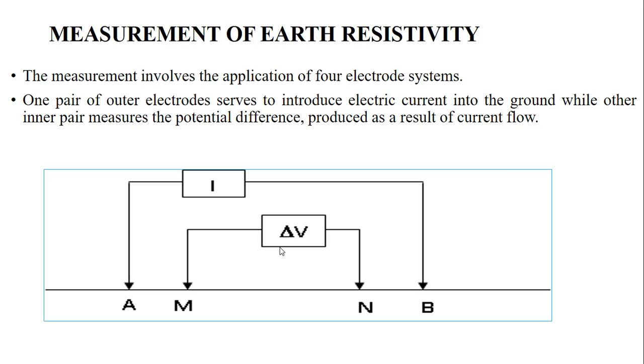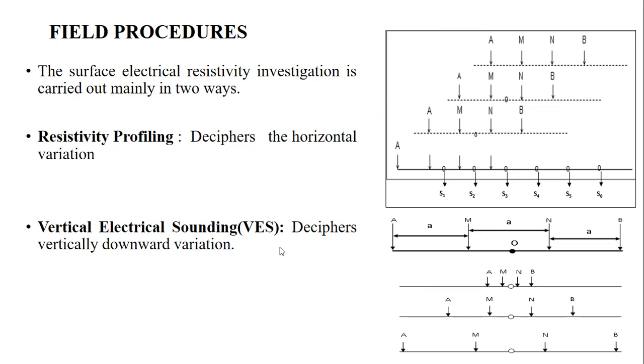Measurement of earth resistivity involves the application of a four-electrode system. One pair of outer electrodes introduces the electric current into the ground, while the other inner pair measures the potential difference produced as a result of the current. There are two types of field procedures, so two types of investigation will be there.